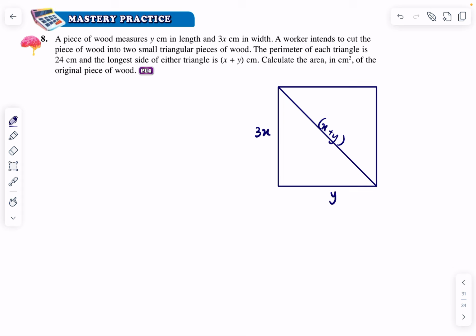Alright, so we can make our first equation using the perimeter, 24. The sum of all these lengths must be 24. So you can say 3x plus y plus x plus y equals 24. So 3x plus x is 4x, y plus y is 2y, equals 24. We can simplify this also. The whole thing we can divide by 2, so we'll get 2x plus y is 12. Okay, equation number 1.